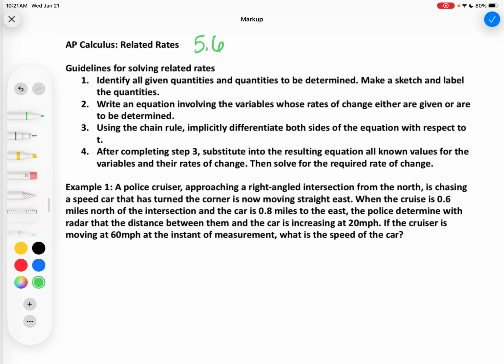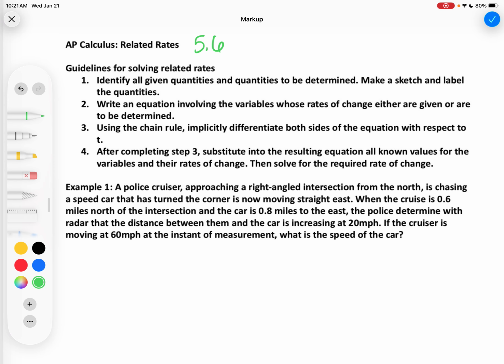Identify all given quantities and quantities that need to be found. Make a sketch and label the quantities. In a lot of cases, I am going to be drawing something, but depending on what it is, it might be a triangle, or it might just be a little shape to get you from point A to point B. Write an equation involving the variables whose rates of change either are given or are to be determined. And a lot of times those are going to come from your derivatives.